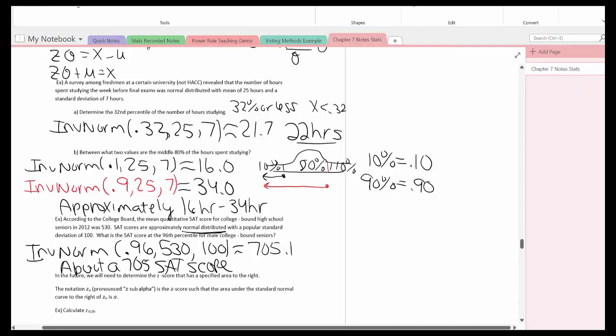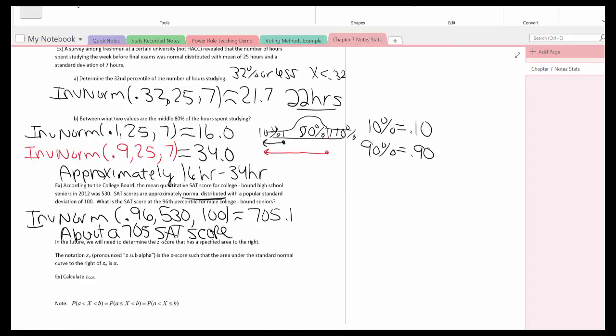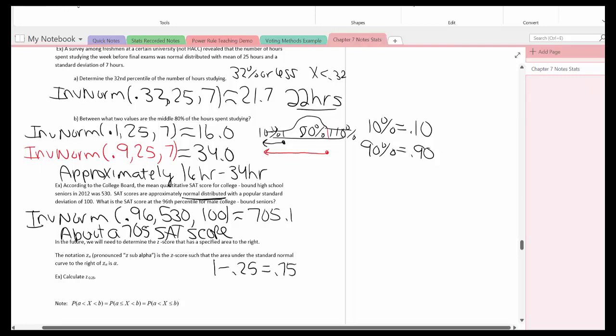Okay, last thing I want to have a quick conversation about is what's called z sub alpha. This is a z-score such that the area under the standard normal curve to the right is alpha. If I want to figure out what z sub alpha of 0.25 is going to be, remember, it's to the right. When we do inverse norm, which is what I'm going to use, it's going to be to the left. So it would be 1 minus 0.25, that's 0.75. So I will do inverse norm of 0.75. It doesn't give you a mean or a standard deviation, so the mean is 0 and the standard deviation is 1 when it's not given.